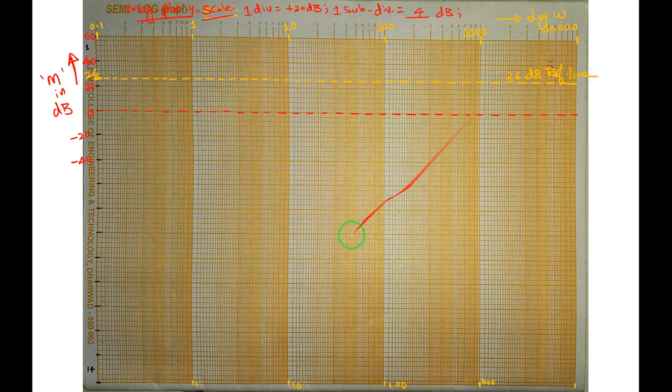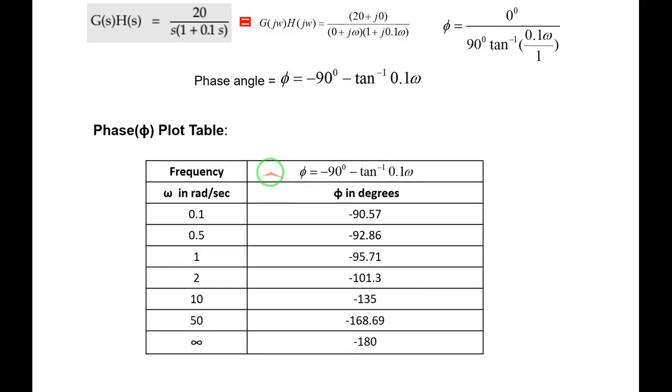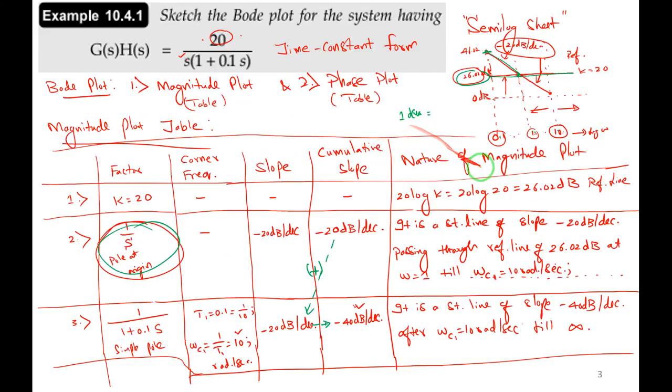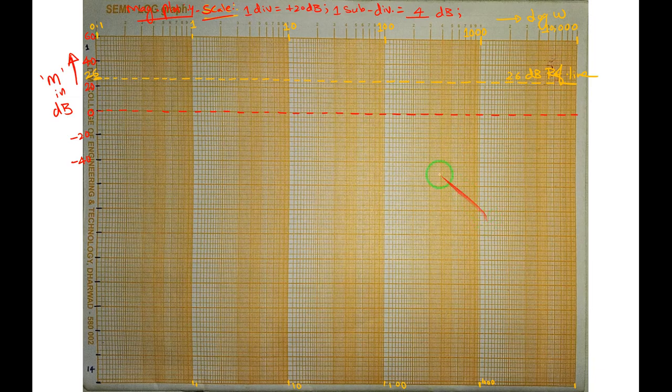Yes, is it fine? Next, due to this k factor I have drawn the shift. Okay, fine. Due to this k factor it is 20 log k. Next, due to this pole at origin, it is a straight line of slope minus 20 dB per decade passing through the reference line of 26 dB at omega equal to 1, till corner frequency omega c1 equal to 10 radians per second. Please have this statement in mind. So omega equal to 0.1 till 10, passing through the 26 dB reference line at omega equal to 1. Omega equal to 1 means here. It will come here. I will mark this point.